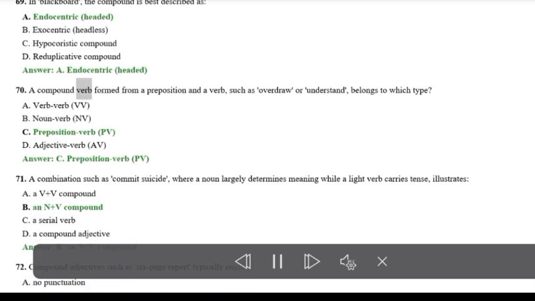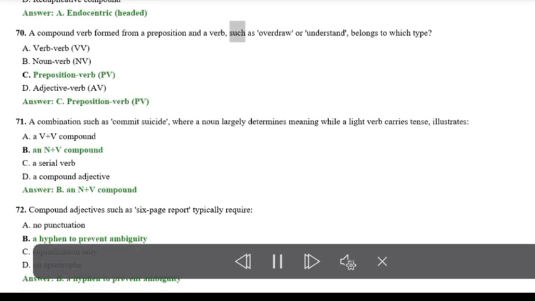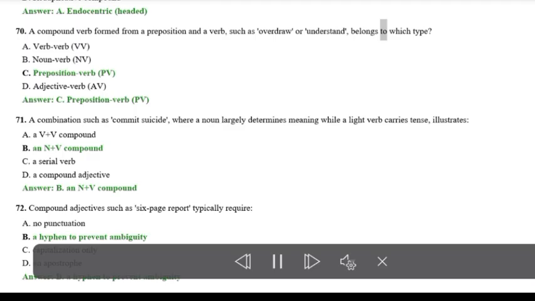70. A compound verb formed from a preposition and a verb, such as overdraw or understand, belongs to which type? A. Verb VV. B. Noun verb, NV. C. Preposition verb, PV. D. Adjective verb, AV. Answer, C. Preposition verb, PV.